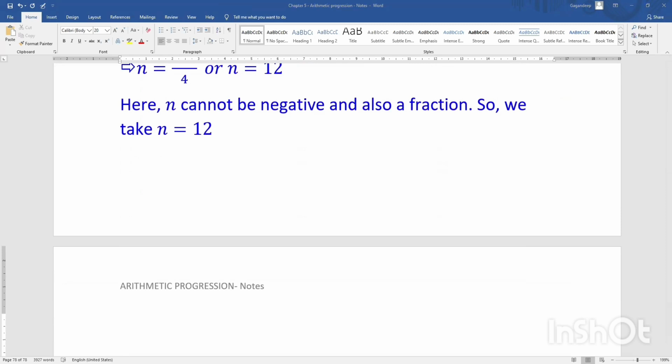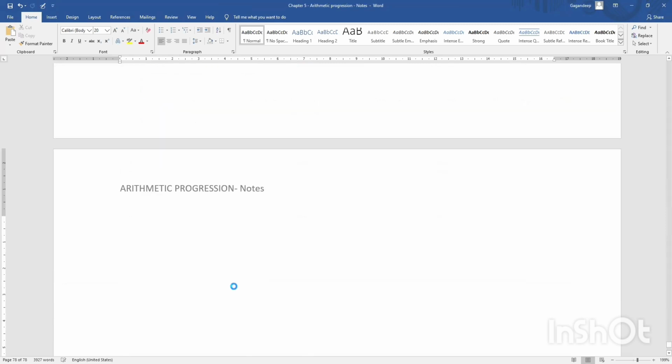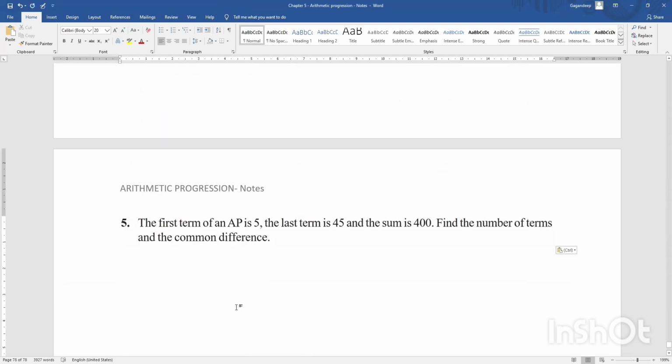So we have the fifth question. The first term of the AP is 5. The last term is 45 and the sum is 400. Find the number of terms and the common difference. Okay. So here they have given the first term as 5, that is a, and the last term is an or l. And the sum is 400, so Sn they have given as 400. And here we need to find the number of terms, that is n, and d also we have to find out.